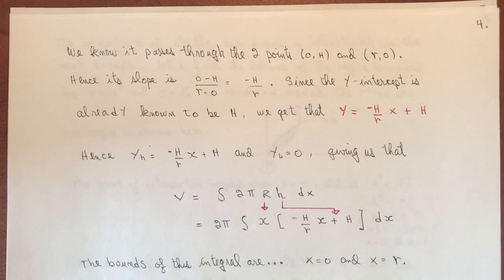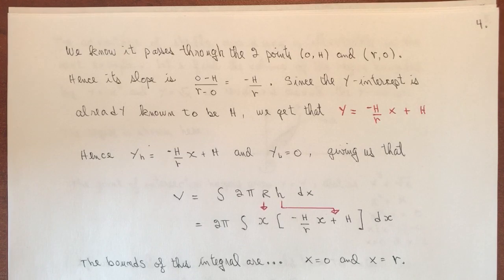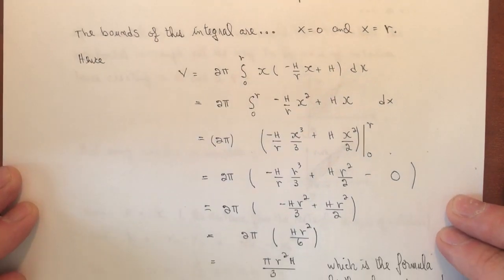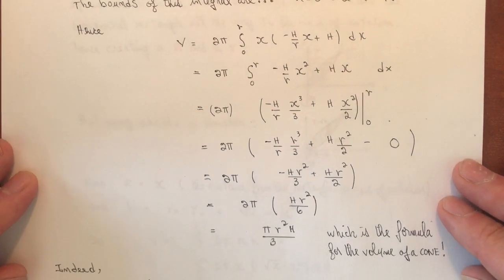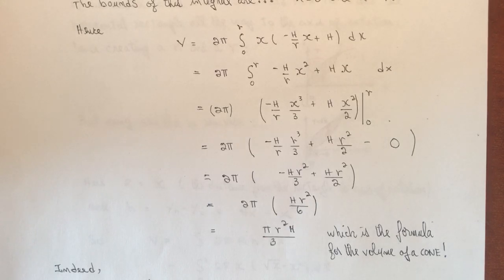So this is a dx integral. Let's put the bounds and let's integrate. The bounds are 0 to little r. Hence, let's integrate this with calculations we know. Taking the 2 pi out, we get the integral from 0 to little r of x times minus big H over little r times x plus big H dx. Multiplying the x in and integrating, we get minus big H over little r x cubed over 3 plus big H times x squared over 2 between 0 and little r, with my 2 pi outside.